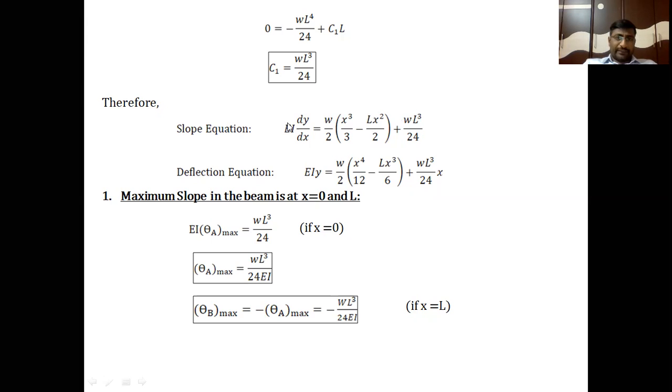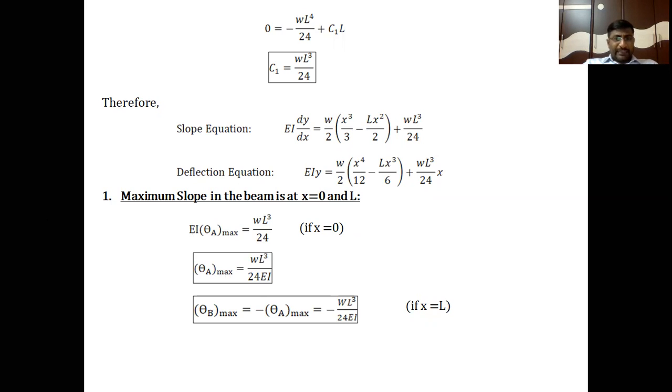On the left hand side we can write EI into dy by dx, at the point which is maximum. dy by dx is also written as theta. So EI theta A maximum is equal to WL cube by 24 if x is equal to 0. So theta A max is equal to WL cube by 24 EI, since EI comes into the denominator of the right hand side. This is the formula to calculate the slope at point A, that is the maximum slope in the beam.